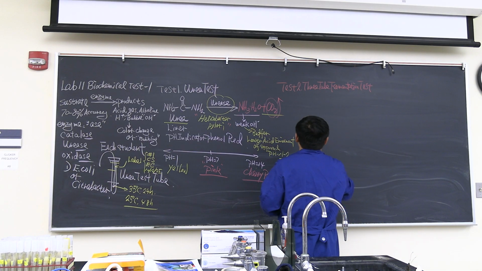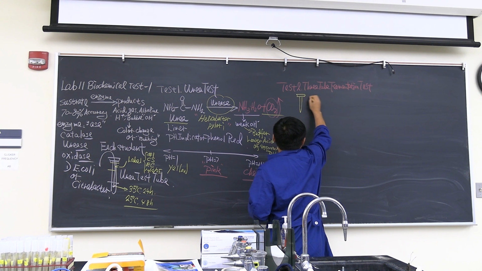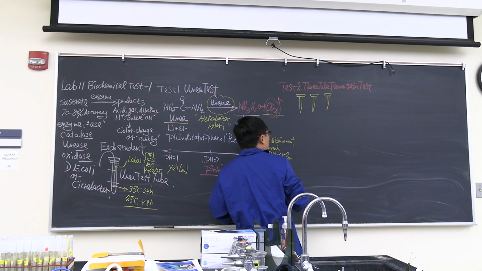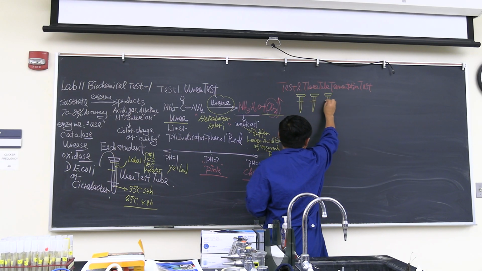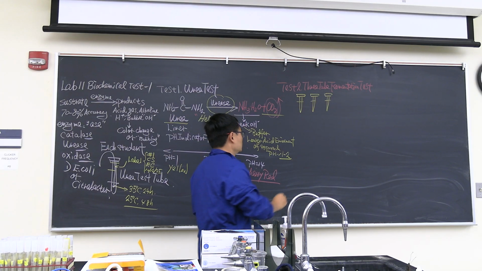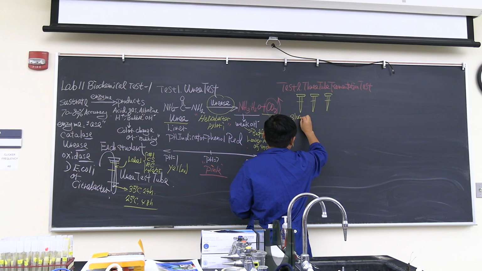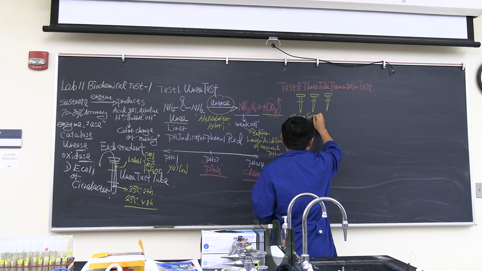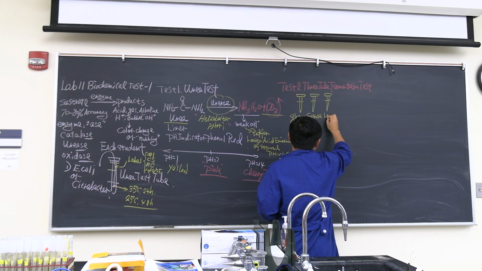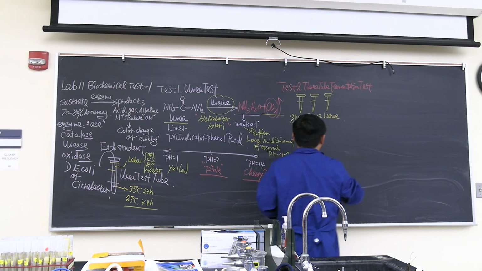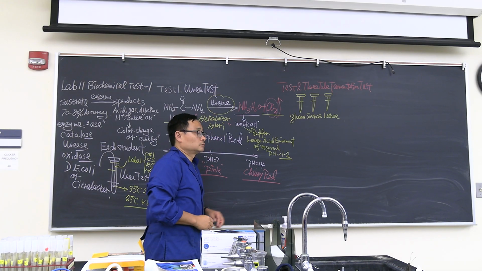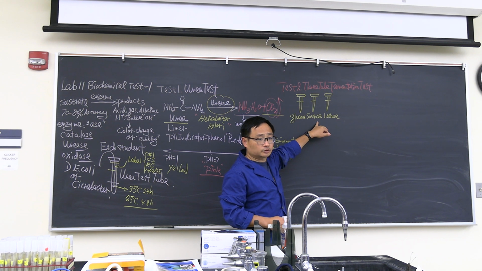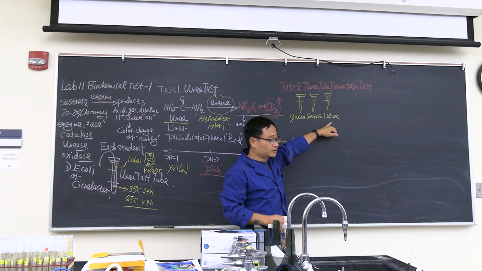Okay, what we do, you will get 3 tubes. These 3 tubes contain 3 different types of carbohydrates, which are glucose, sucrose, and lactose. Glucose, you know about that. Sucrose is not a reducing sugar. It's a disaccharide. That's lactose, a reducing sugar.